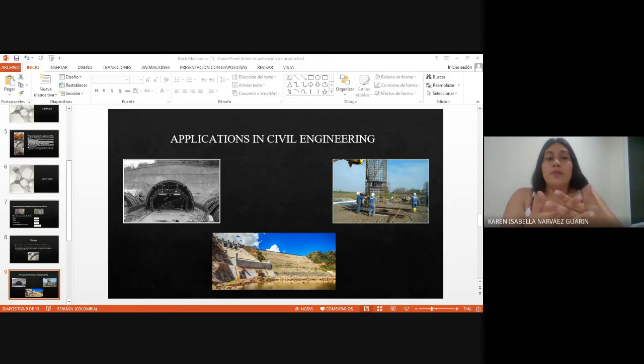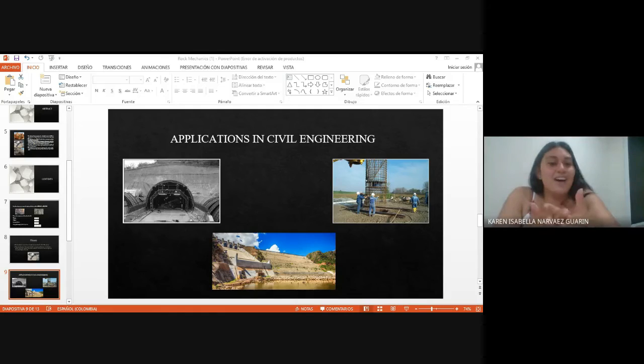Applications in civil engineering. Rock mechanics has a great application in civil engineering, since construction works such as bridges, tunnels, and houses sometimes must be built on rocky terrain, and it is necessary to define the quality of these rocky terrains, define the type of foundation to use and the depth of this foundation. Its most important application is in the construction of roads and tunnels, since the properties of the rocks must be analyzed in detail, and it is defined if it needs some type of support or coating.